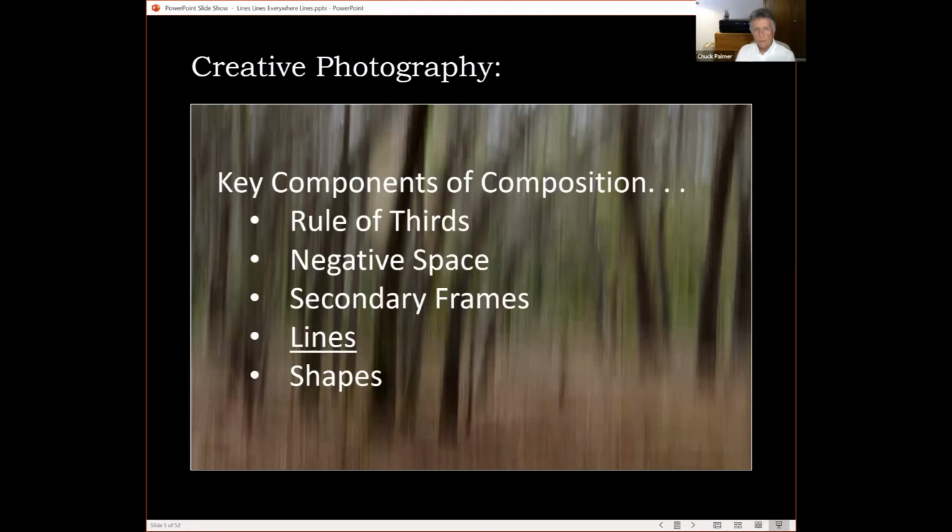In this series of webinars, we've been breaking down a few key components of composition, and we've discussed the rule of thirds, negative space, and secondary frames. If you missed any of the prior webinars, they're recorded and available for viewing, and you can check your Camera Club of Brevard email updates for all the details on how to play them back. But tonight, let's explore some practical ways we might incorporate one of the most important elements in photographic art, and that is lines. Next week in our final session, at least in this series, we'll unpack shapes and how they might impact our compositions.